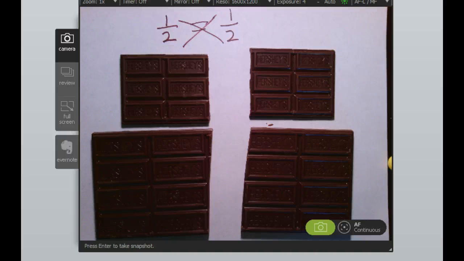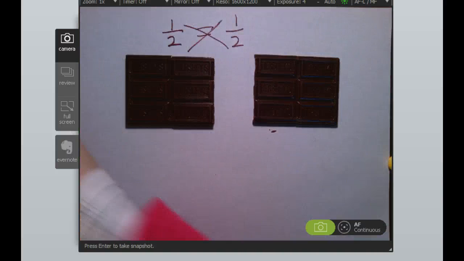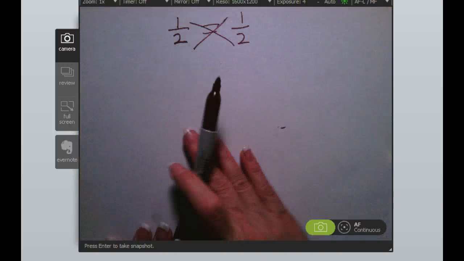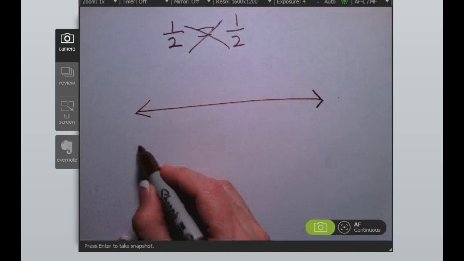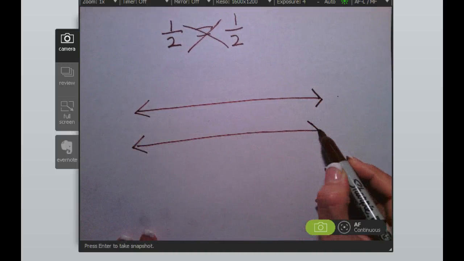When we talk about equivalent fractions and comparing fractions, we have to talk about the same size whole. So if we were to draw number lines to find equivalent fractions or to compare fractions, our number lines would need to be the same size.